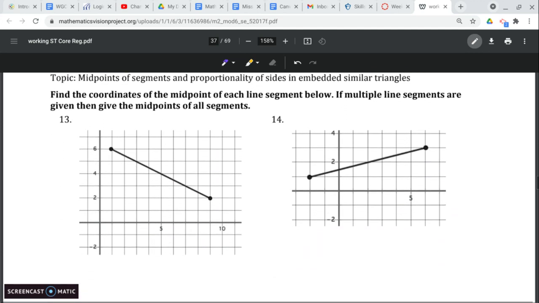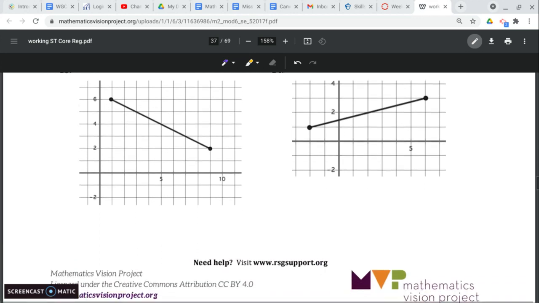All right, the next section. We're looking at midpoints of segments and proportionality of sides embedded in similar triangles. So we want to find the coordinates of the midpoint of each line segment below. If multiple line segments are given, then find the midpoints of all the line segments. Here we just have one line segment on each of these. So we want to find the exact middle. To do that, there is a formula.